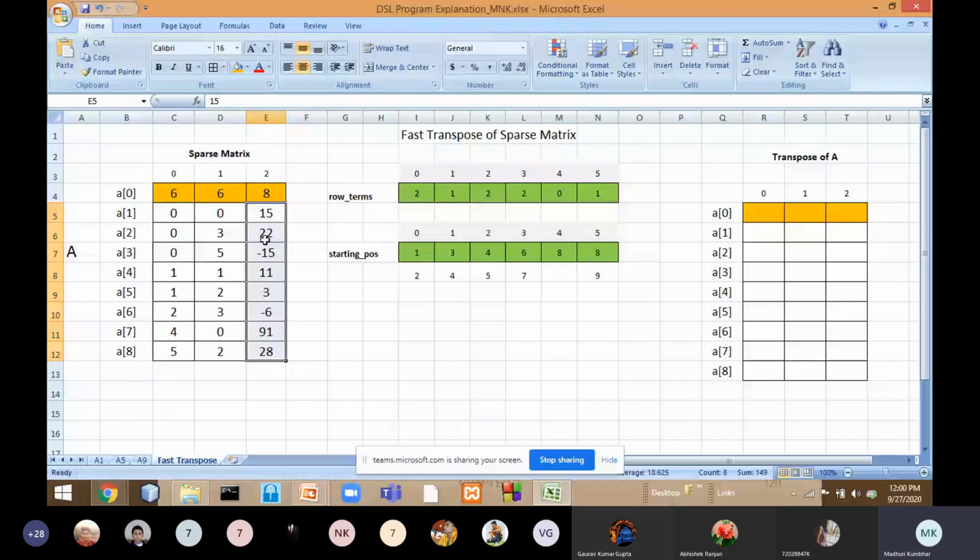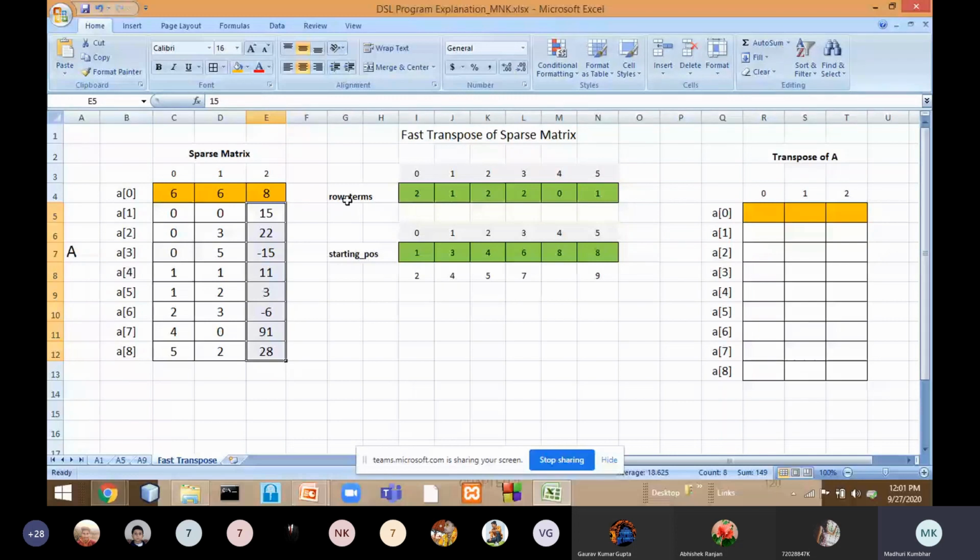Okay. So if I compute the transpose of this matrix, we know how we perform the transpose. We just interchange. But if you go that way, with the normal or simple transpose of a matrix, we need n square. We don't want that. We need the exact transpose, properly arranged. Now, in the fast transpose concept, we need to maintain 2 extra arrays. Are you getting my point?